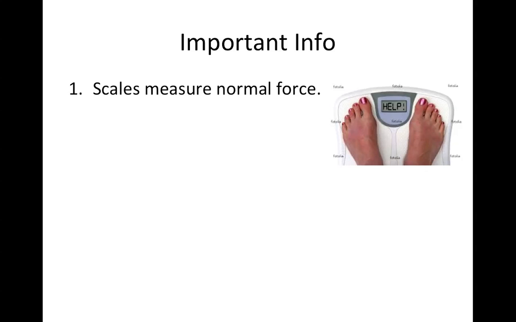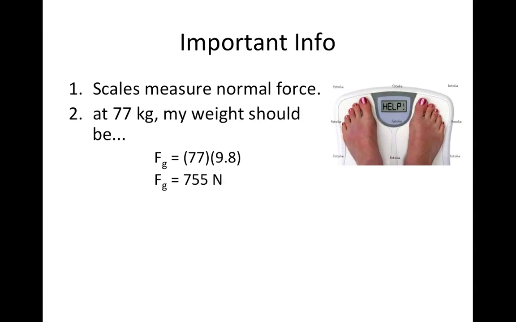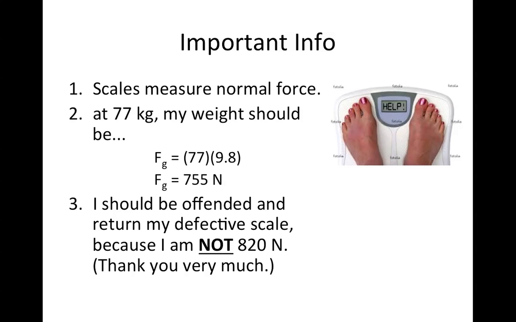Important info, one: scales always measure normal force, which is the force coming up from the floor. That might sound really weird to you, but that's what they're measuring. And so if I am 77 kilograms, then my weight is going to be 77 times 9.8, which is technically 755 newtons. So I should be offended and return my defective scale, because I am not 820 newtons, I'm only 755.